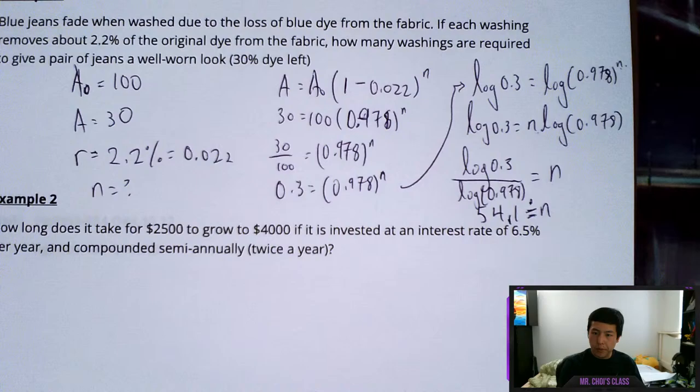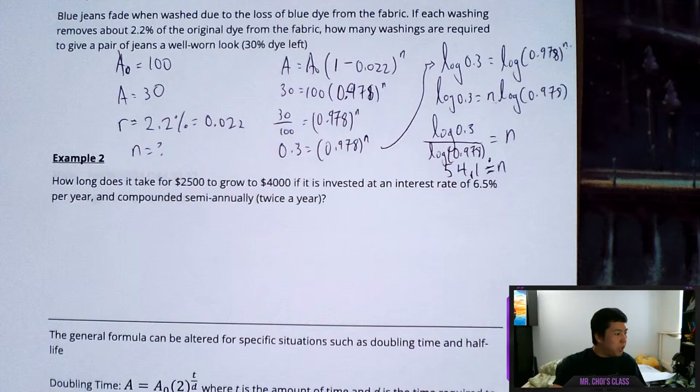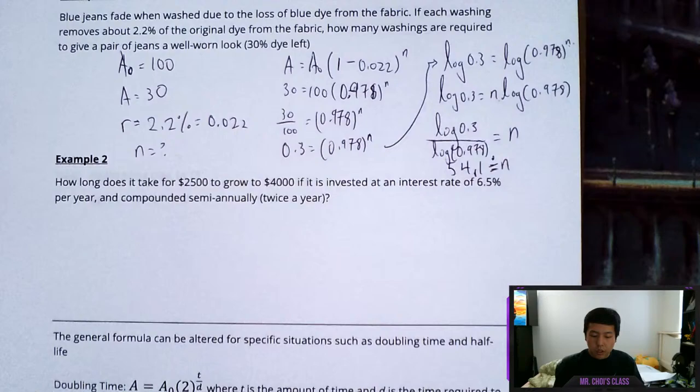So I'm gonna keep that on the screen, and I'm gonna give you 3 minutes to try and solve example two. I'll put 3 minutes on the timer now, and try your best to solve example two. And this is a growth function, so just note that instead of minus, it will be a plus. Okay? So, best of luck, and I'll see you in 3 minutes.